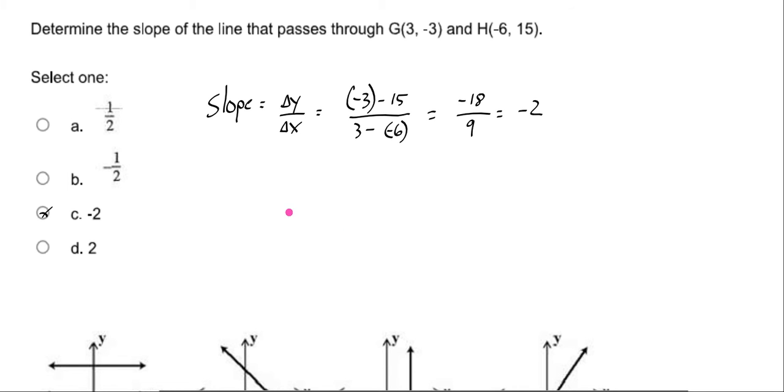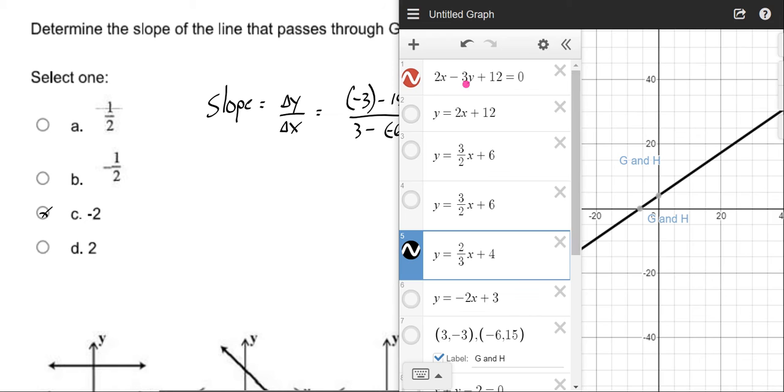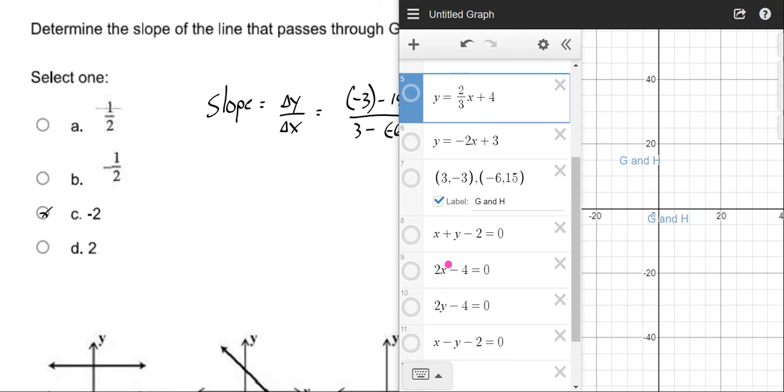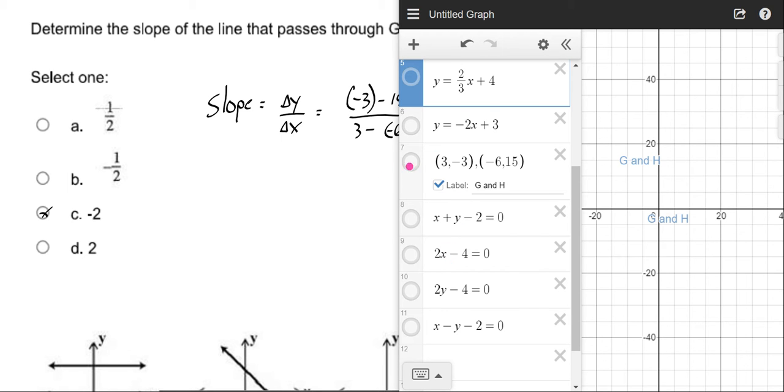Next, determine the slope of the line that passes through these 2 points. Again, we could look at this on a graph. I'll just get rid of these 2 lines. Here, the points G and H, I've plotted here. If we're looking for the slope of a line that goes through both of those points, it is this one, negative 2x plus 3. The slope is negative 2. The y-intercept is 3. We can see that it works if we draw it out.